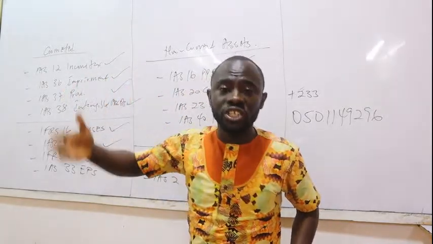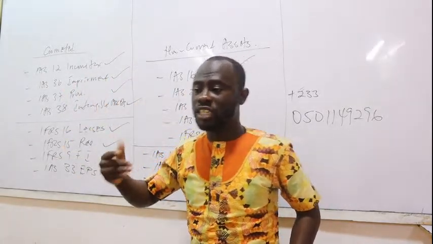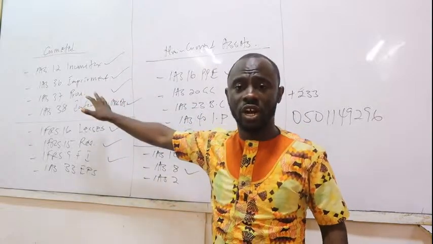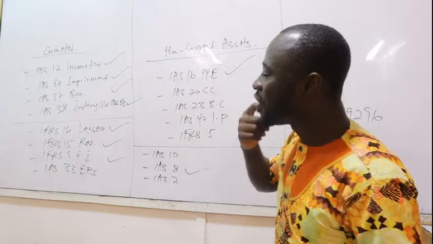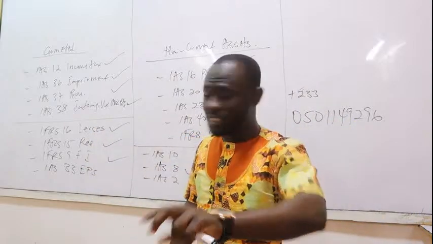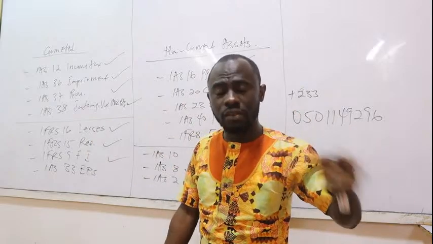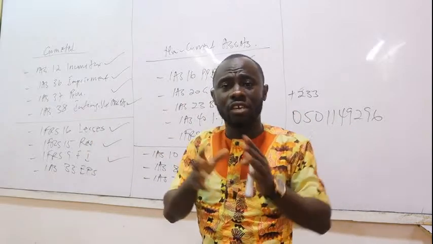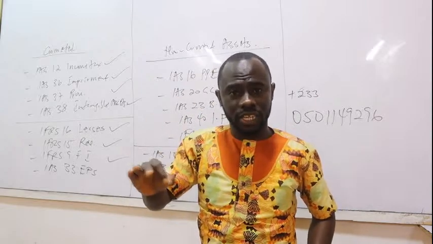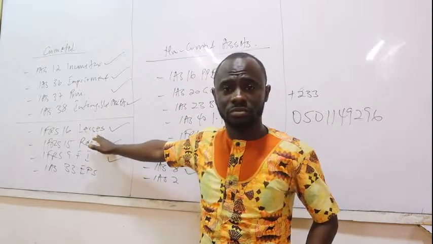IAS 37, provisions, contingent liabilities, contingent assets. You have to make sure that you master that standard, you understand it very well as a student, as you go into the exam. Then these two bad boys, IFRS 16 Leases, and IFRS 15 Revenue from Contracts with Customers, and the various principles that underlie the accounting treatment of each of these things. Please make sure you spend some time to look at it.